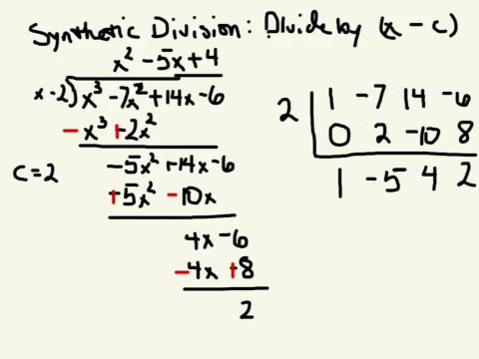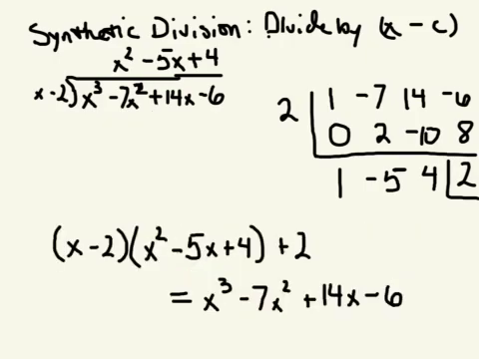And I want to emphasize the relationship between these terms. The 1 corresponds to the coefficient of the 1x squared. Negative 5 is the coefficient of negative 5x. The 4 is the coefficient of the constant, and the 2 is the remainder. And so every time I do synthetic division, I can quickly identify the quotient, x squared minus 5x plus 4, with a remainder of 2.